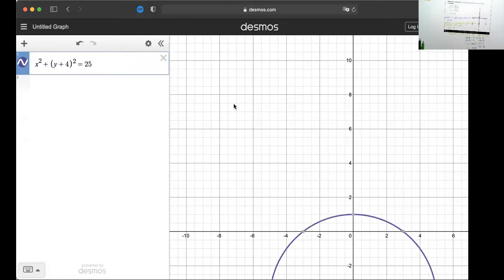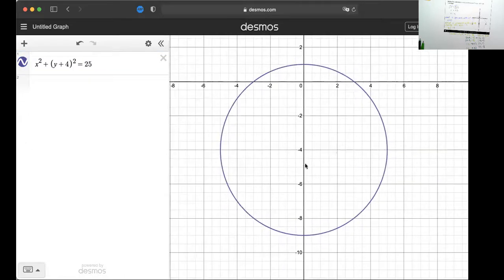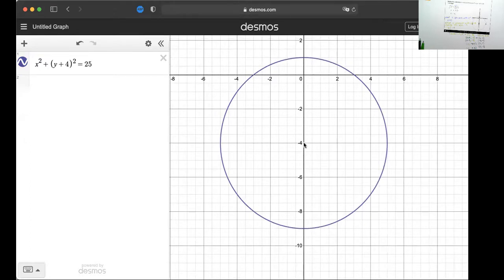Does it look like its center is at negative 4? Yes. Does it look like it goes 5 in every direction? Yes. It's not super clear because they're counting by 2s on the graph, but that looks like it goes up to 0, 1. That looks like it goes over to 5, negative 4. That looks like it goes to 0, negative 9. And that looks like it goes to negative 5, negative 4.